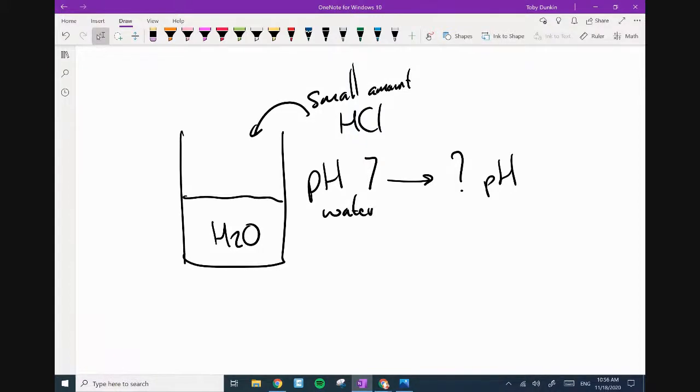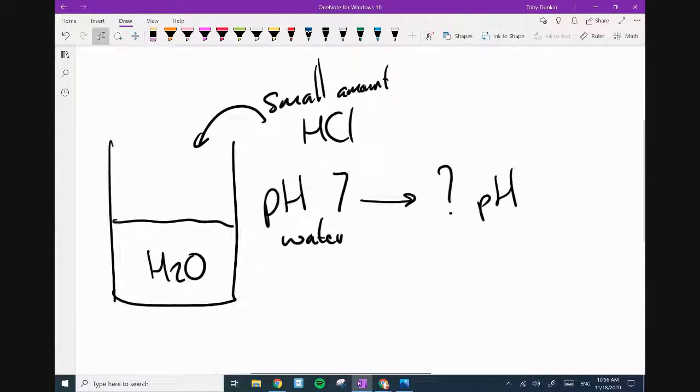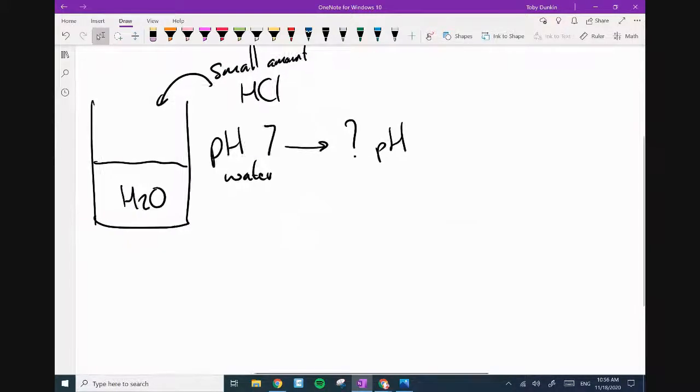Yes, but this is the thing. It's not just going to decrease. It's going to decrease a lot. We know that a small amount of HCl can make a massive difference to water. We can even run the calculations for it. Let's just, for fun and games, run a dilution calc. That's what this actually classifies as.